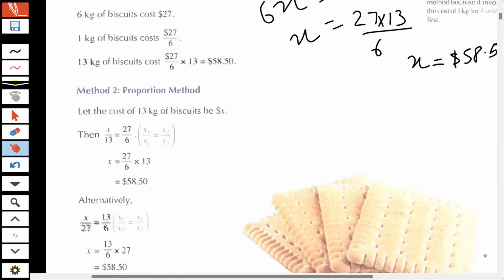There is another method for doing this. x upon 13 equals 27 upon 6. So 27 upon 6 multiplied by 13, x equals 58.5. This is known as the proportion method. x1 upon x2 equals y1 upon y2.